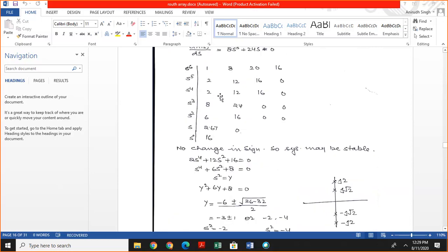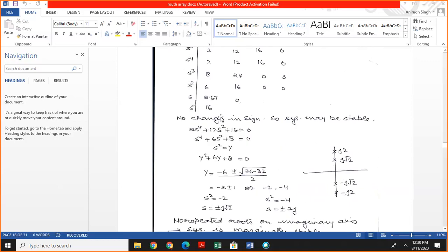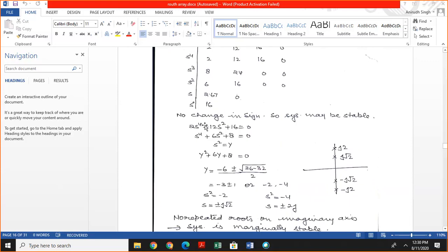So there is no sign change in the first column. So system may be stable because one total row is 0. So this system may be stable or unstable or marginally stable. Then this is the auxiliary equation.